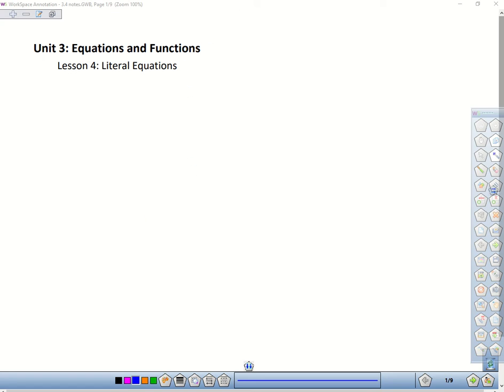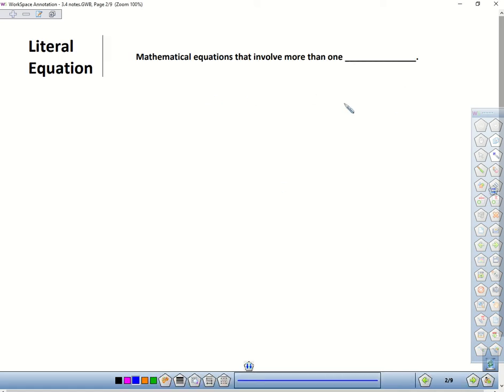So today we're going to be talking about literal equations. What is a literal equation? Well, a literal equation is a mathematical equation that involves more than one... I'll give you a hint. X, Y, Z, F. What are all of those? Variables. More than one variable. That's your fill-in. The word is variable. So go ahead and get that word down, and then we'll get moving on to the next slide. Take a second to get that down.